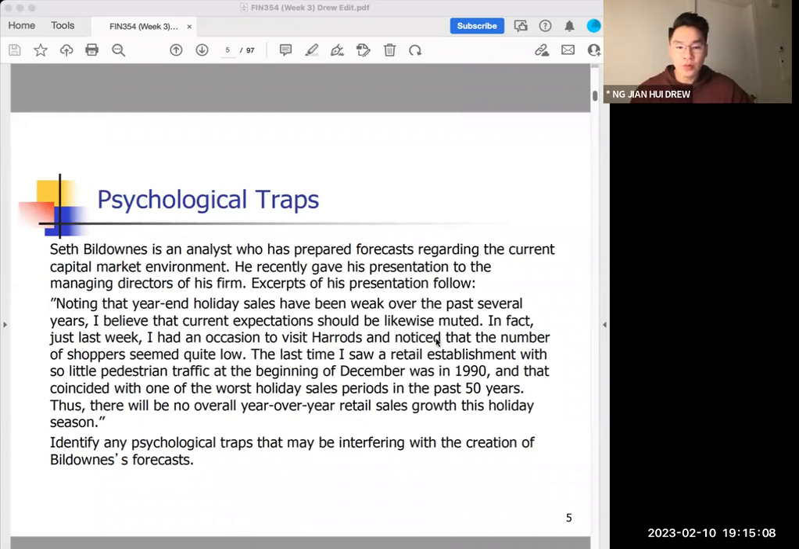Okay, so these biases, I hope you all can see. Can anyone identify what bias this is? He actually went to the store and noticed that the number of shoppers is low. Anyone? You can just type in the group chat or unmute yourself as usual.